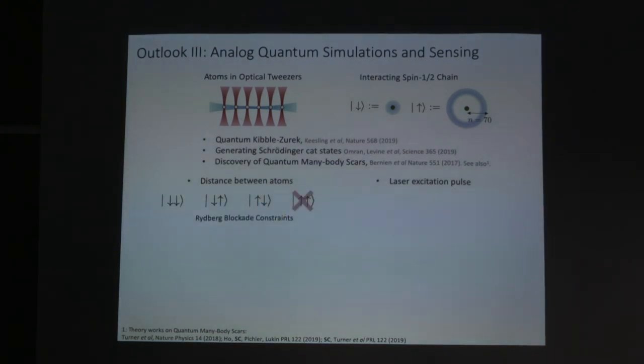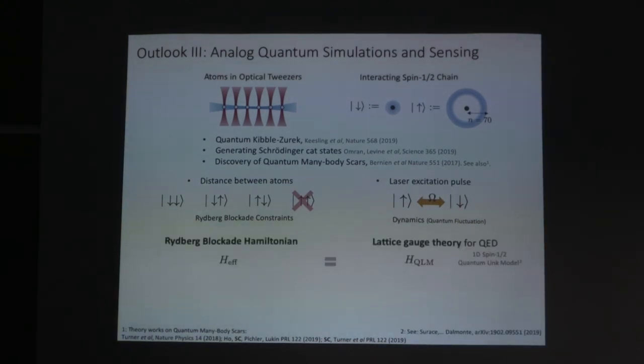If you tune the distance close enough, two simultaneous up excitations, the Rydberg excitations, are energetically too high, so you cannot make them, while the other states are reasonably okay energetically. And we can turn on the laser to put some dynamics, some quantum fluctuation, on it. We operated multiple experiments in this regime, and the Rydberg Hamiltonian of this system turns out to be exactly equal to a particular lattice gauge theory defined on a 1D lattice, the so-called quantum link model, where the gauge field is represented by spin-1/2 particles. And no approximation, just equal to one another.